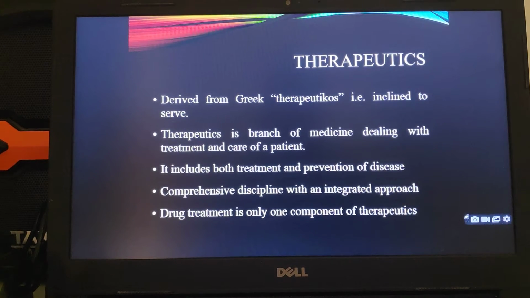Then therapeutics. The term therapeutics is derived from a Greek word, therapeutikos, which means inclined to serve. Therapeutics is a branch of medicine dealing with treatment and care of a patient. Now it includes both treatment and prevention. Commonly, people understand therapeutics only as the treatment part of the disease. So therapeutics is a comprehensive discipline with an integrated approach. It could be a drug treatment or a non-drug treatment. When we say drug treatment, it is just one component of therapeutics.